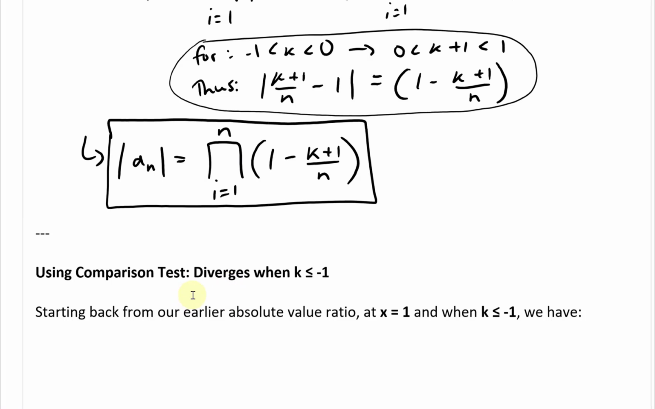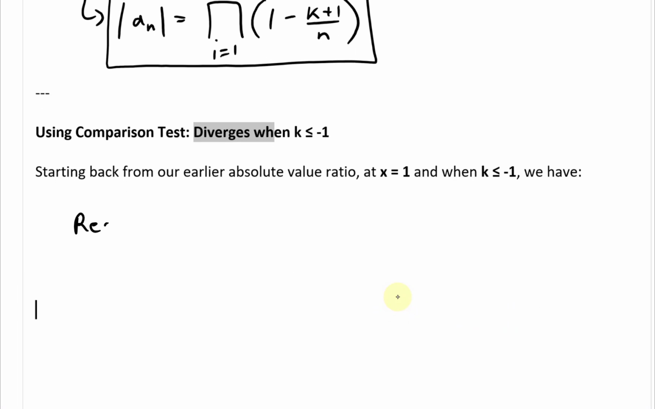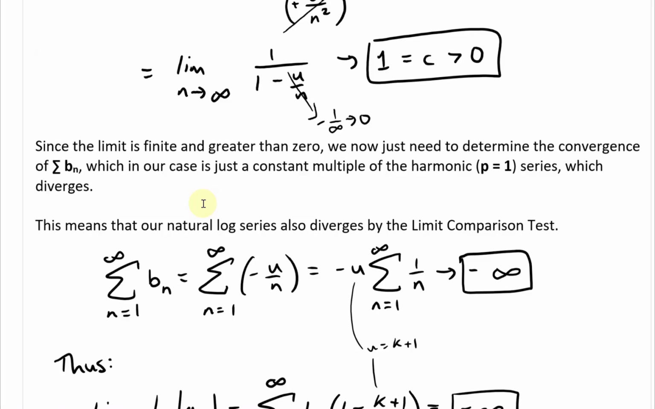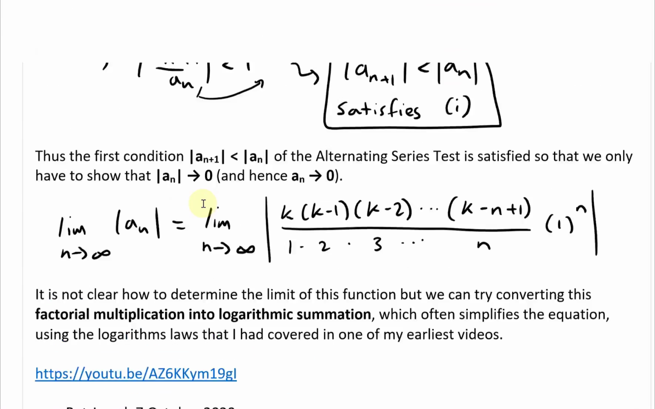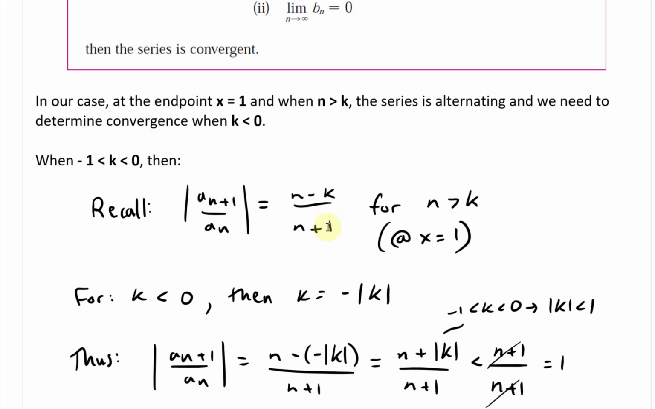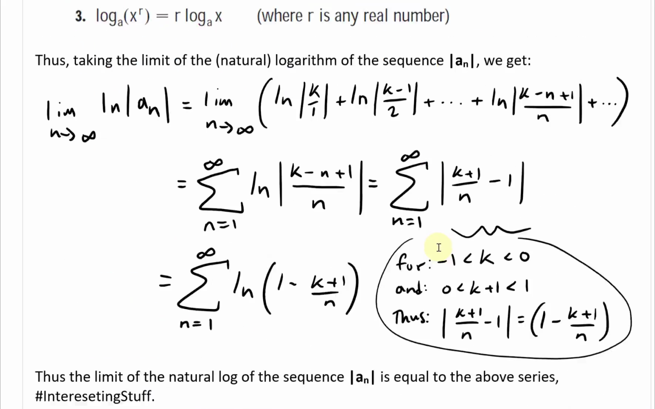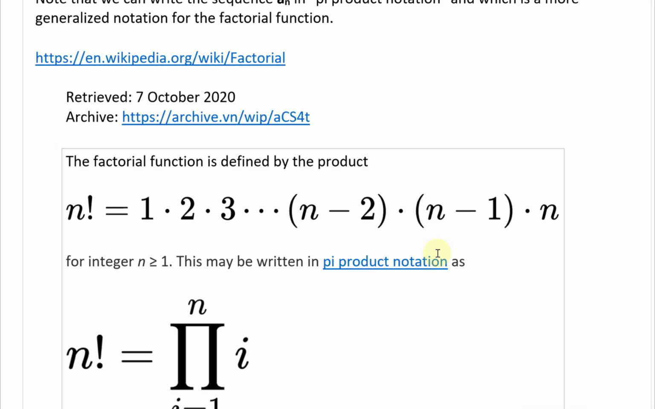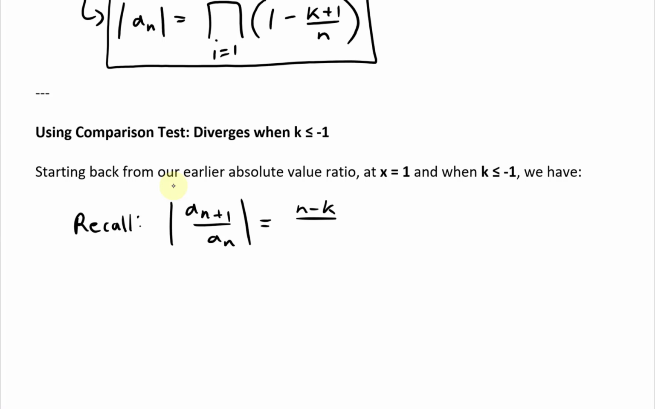Further now, using the comparison test, we're going to look at the binomial series diverging when k is less than or equal to -1. So starting back from our earlier absolute value ratio at x equals 1, when k is less than or equal to -1, I'll write this down as recall. Recall our earlier ratio, an plus 1 over an is going to be equal to, let's scroll up and get a recap on this. This goes all the way across in the ratio. So right here, n minus k divided by n plus 1. This is at x equals 1.